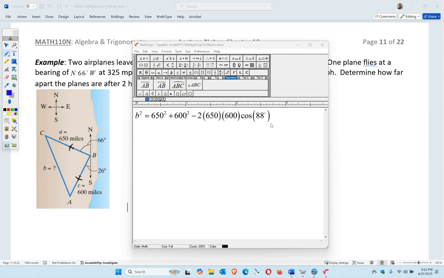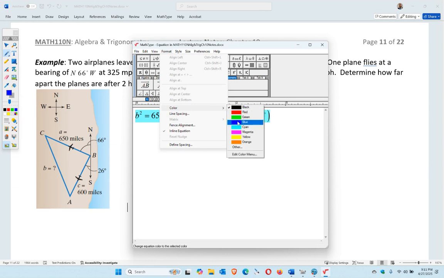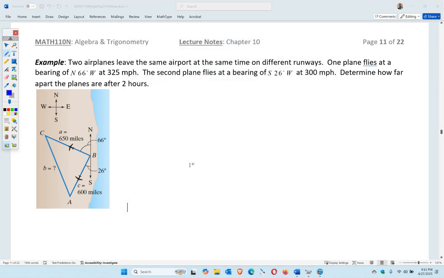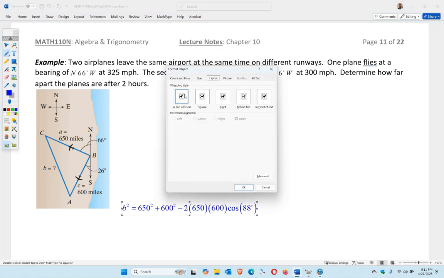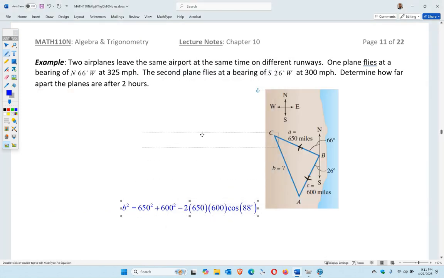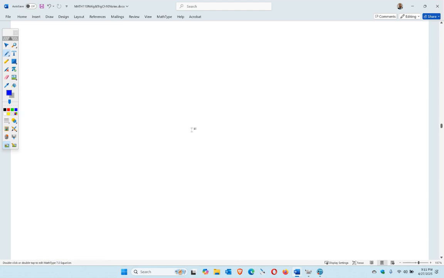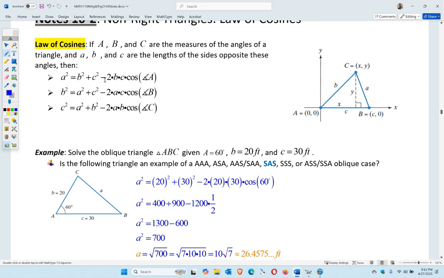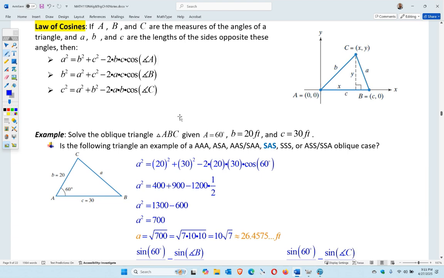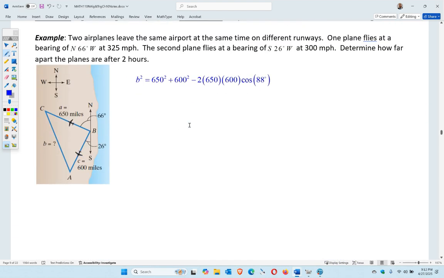Okay, let's make that blue. We'll arrange this a little bit. Format, color, blue. So remember, there's always 3 variations of this. Let's go back up here. There's always 3 variations. Whatever angle you're looking for, or whatever side you're looking for, they have to go with the opposite, right? So C goes with C, B goes with B, A goes with A. Okay. All right, let's try this here.